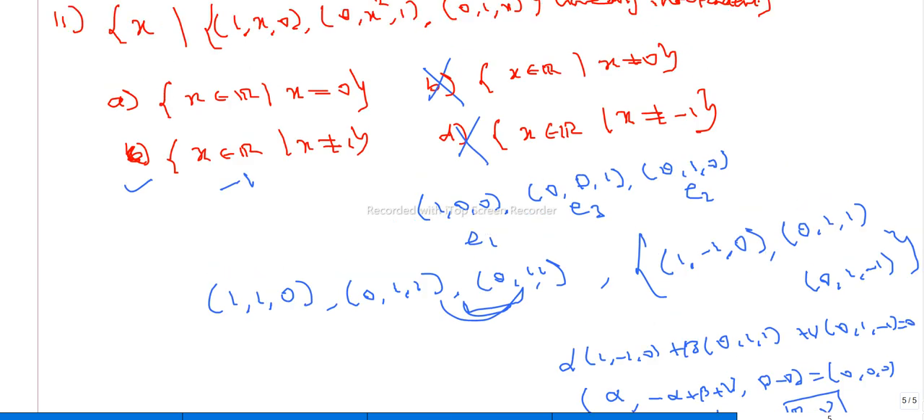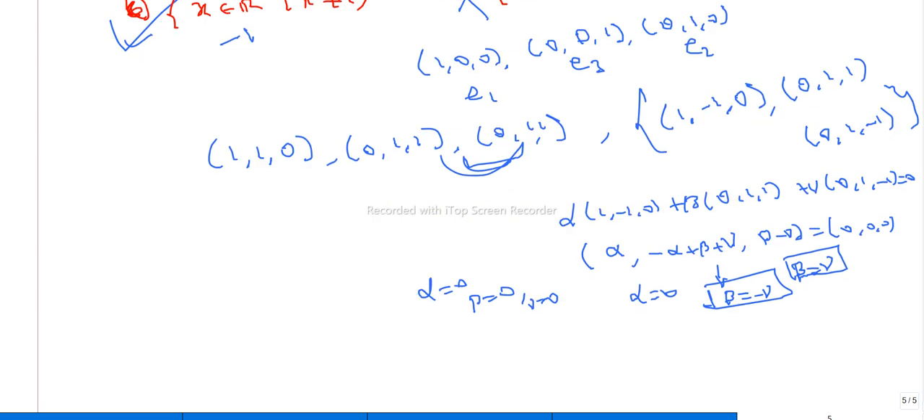But the first option says it is linearly independent only if x equal to 0. It's not true, because if we take x equal to minus 1, we get linear independence. Therefore, we can omit the first option. Therefore, this one is always true. Okay.